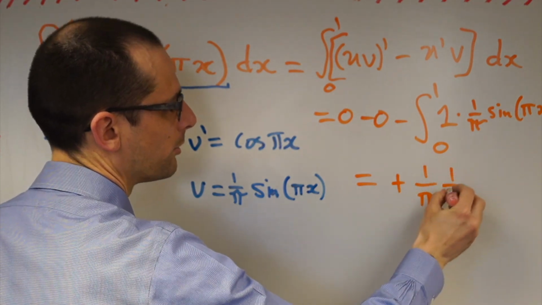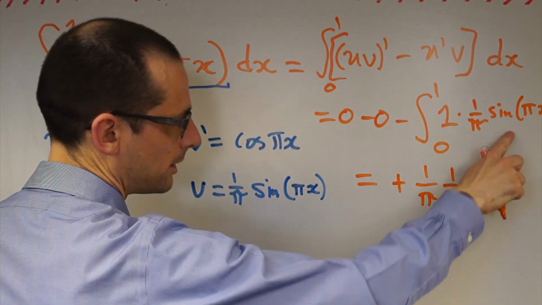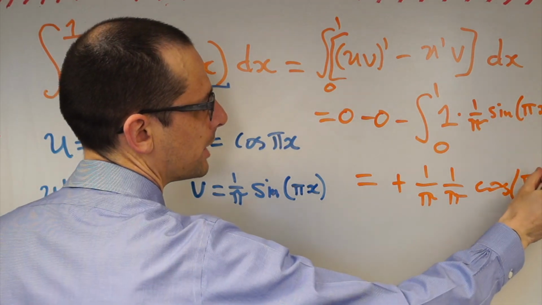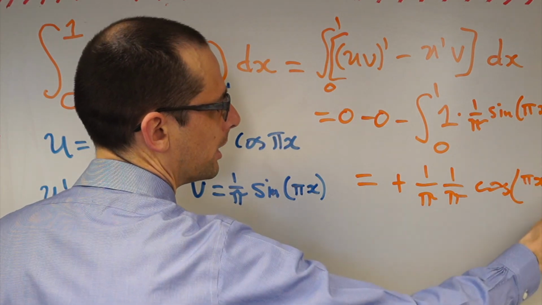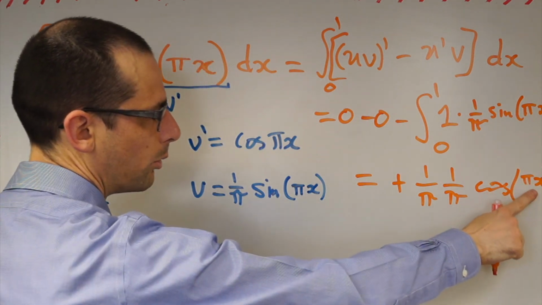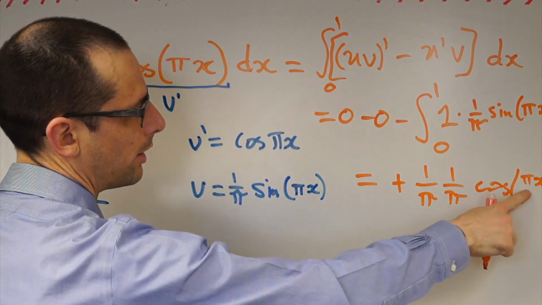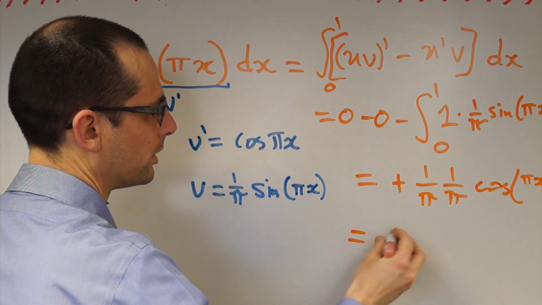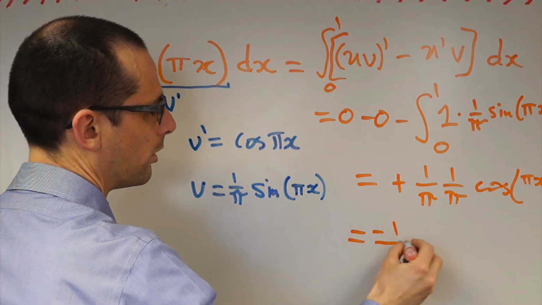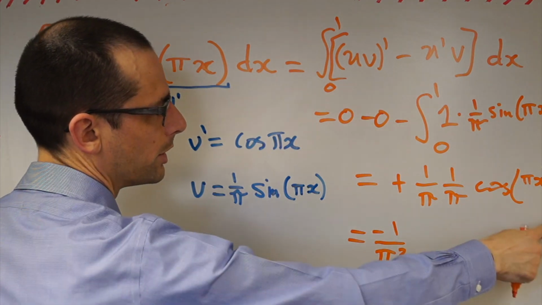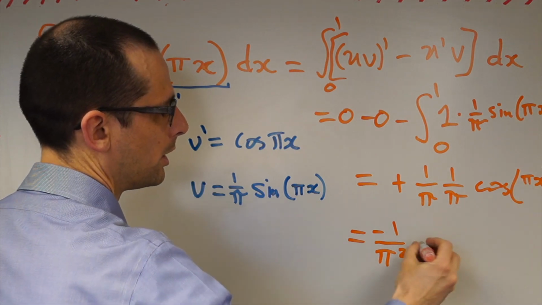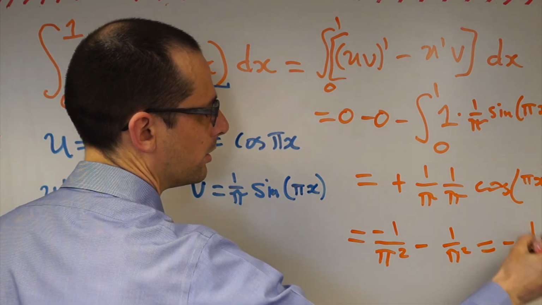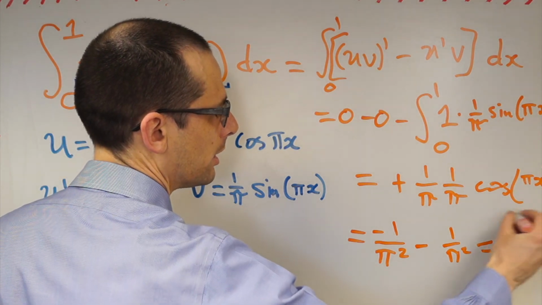And then there's another factor of 1 over pi from this integral. And then we have cosine of pi times x, and then we're evaluating at 1 and at 0. Okay, if we stick in a 1, then you have cosine of pi. Cosine of pi is negative 1, so you have minus 1 over pi squared. If you put in a 0, you have cosine of 0, that's 1. So minus, again, 1 over pi squared. So this is negative 2 over pi squared.